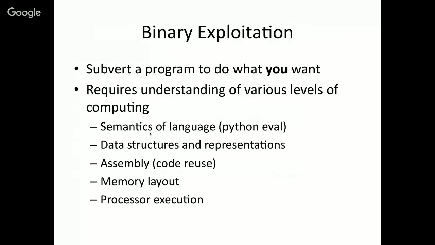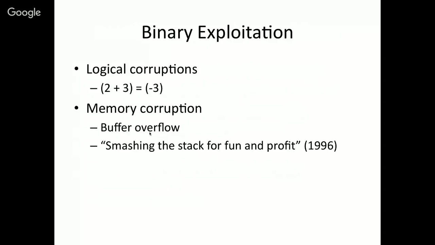And then understanding how processors execute can also be really useful. I'm not going to get more into that. So there's different types of corruption. Logical corruption, 2 + 3 = -3. What? Anyone have a quick answer as to why that might be true?